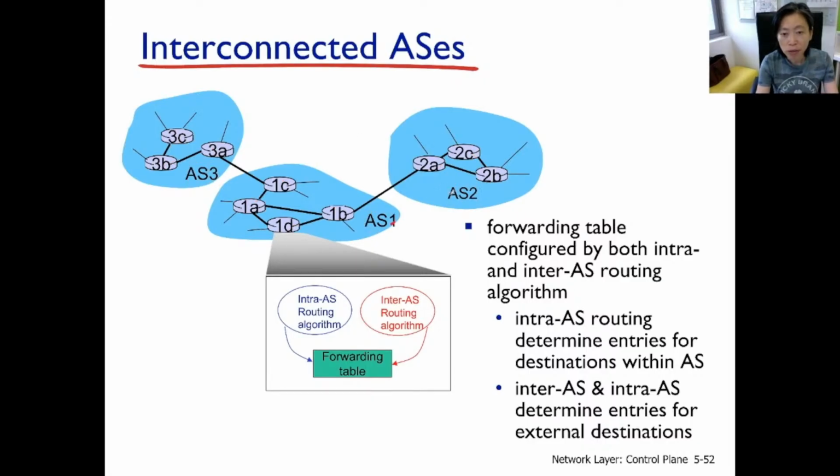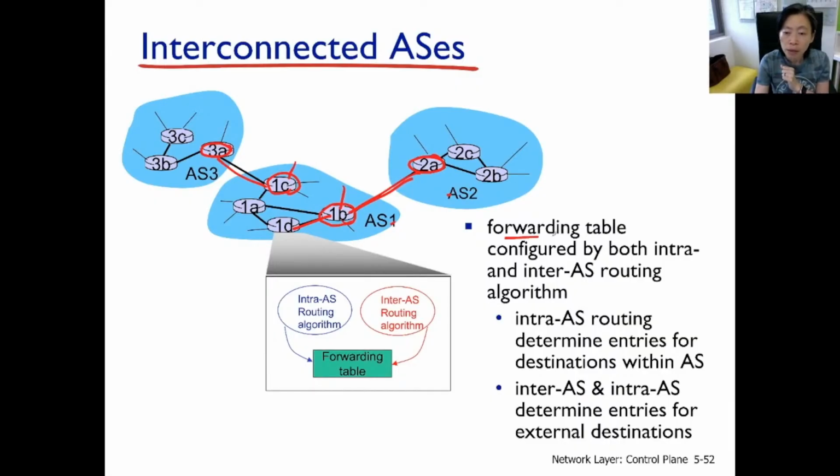Now, AS1, 2, and 3 could each run its own intra-AS routing, but you see 1B and 1C both have links internally as well as externally. So 1B and 1C are the gateway routers. Just like 2A for AS2 is one of the gateway routers, and 3A for AS3 is one of the gateway routers. And inter-AS routing is running in between 1B, 2A, 1C, 3A, and so on and so forth.